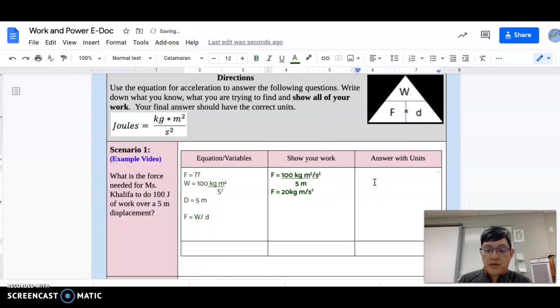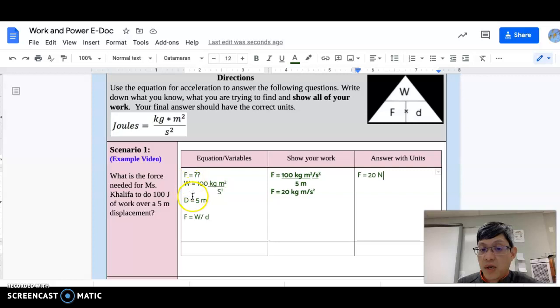So what is force equal to? The force in this case will be equal to 20, and kilogram meter per second squared, if you don't know, is what a Newton is. So that whole unit right there, kilogram meter per second squared, is Newton. So that's how you do every single problem.